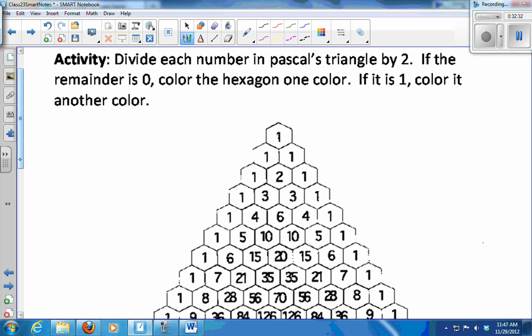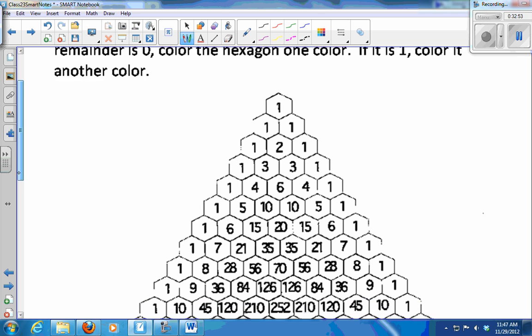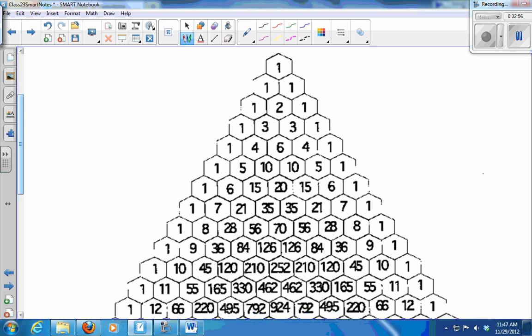All right, so my activity that I want you to do is take each number in Pascal's triangle and divide by 2. If the remainder is 0, that is if it's even, color the hexagon one color. And if the remainder is 1, that is if it's an odd number, color it a different color. So you could just let white be one of your colors if you don't have pencils or crayons. Yeah, you could do lines in one and a shading in the other or something like that. See what it looks like after you're done.